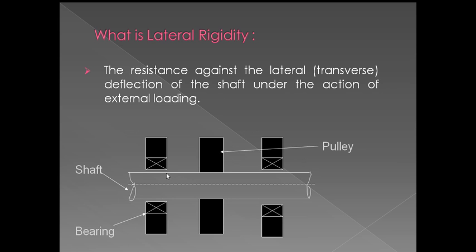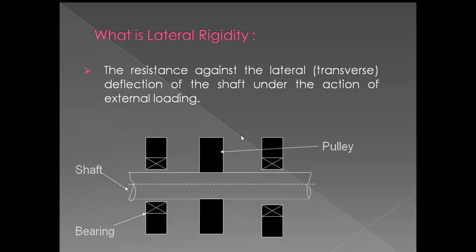The next important one is lateral rigidity. The lateral deflection of a shaft when used in a machine is often more important than its strength. So what does lateral rigidity mean? It is the resistance against the lateral deflection of the shaft under the action of external load.